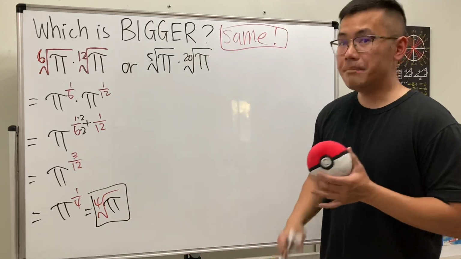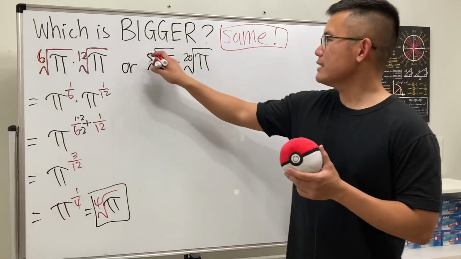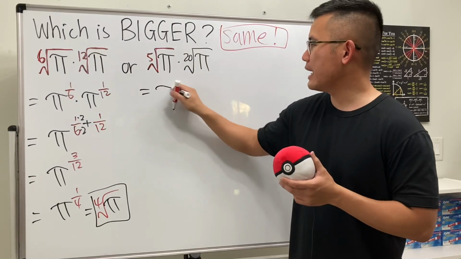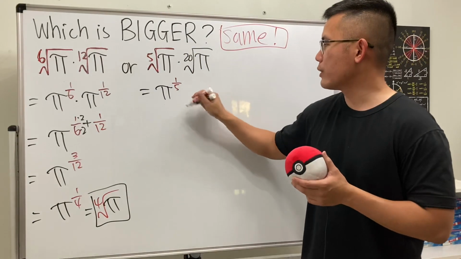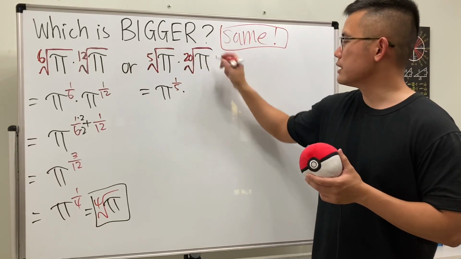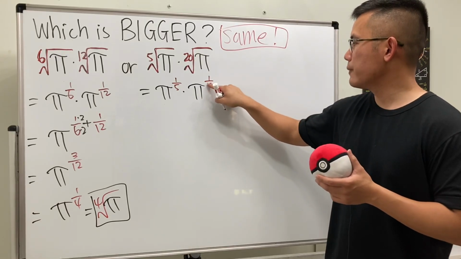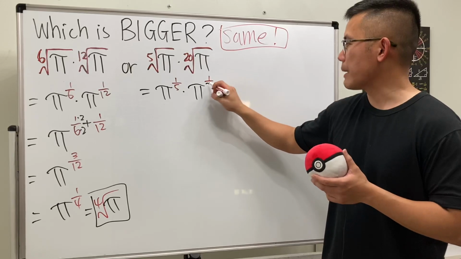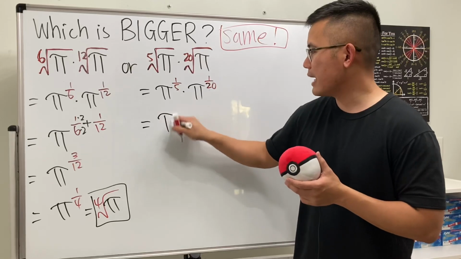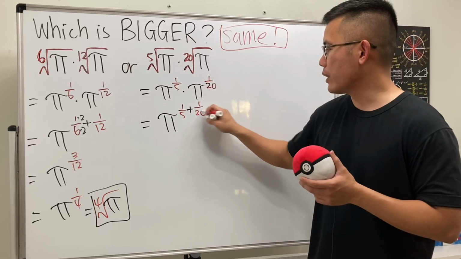Alright? And believe it or not, for this one, we will also get the same value. Okay, let's do the same thing. Here we have the 5th root of pi, so that's pi raised to the 1 over 5 power, and then we are going to multiply this with the 20th root, which is the same as saying the 1 over 20th power. We can do the same thing like what we did earlier. Just go ahead and add the exponents. So here we have pi, and then this is 1 over 5 plus 1 over 20.